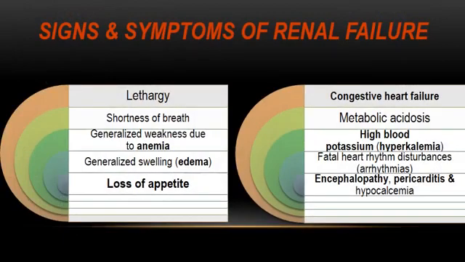What are the signs and symptoms of renal failure? The patient is lethargic, with shortness of breath, generalized weakness due to anemia, generalized swelling and edema, and loss of appetite. You might have congestive heart failure, metabolic acidosis, and high blood potassium, hyperkalemia. And this hyperkalemia leads to fatal cardiac disturbances or arrhythmias like ventricular fibrillation, for instance. We also have encephalopathy, pericarditis, and hypocalcemia.